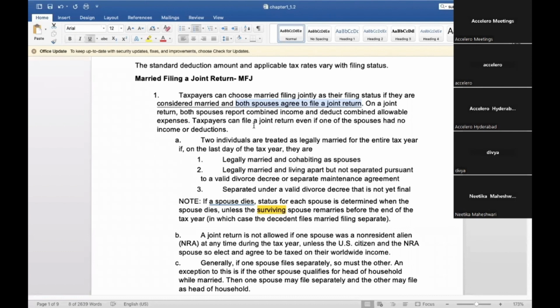A taxpayer can file a joint return even if one of the spouses had no income or deduction. One can say, okay, my spouse is not having any income, why do I need to add him or her on my tax return? That's not the criteria. The income is supposed to be joint income. There are certain state laws or community property laws that even if you're married, income coming after the marriage is considered joint income. So you can always go for the joint return.